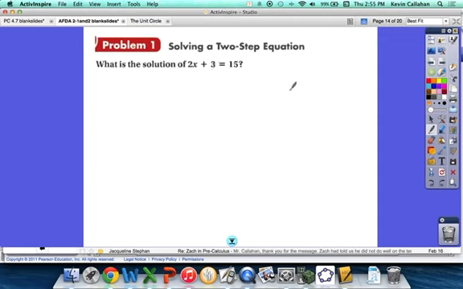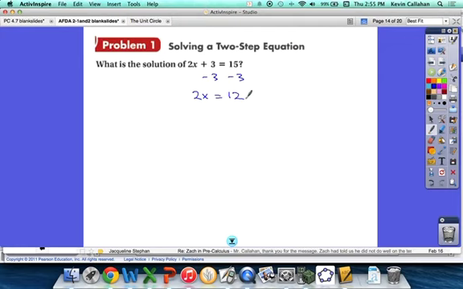And the way I look at it is, if there's more than one term, you want to get rid of the terms that don't have the variable in it. So in that case, let's get rid of the 3 first, and then we'll worry about the 2. Okay, well, the 3 is being added, so in order to move it, we need to subtract from both sides. So 2x, 3 minus 3 is 0, 15 minus 3 is 12.